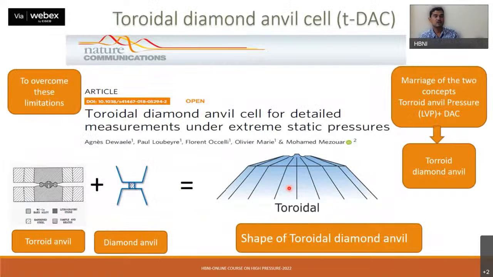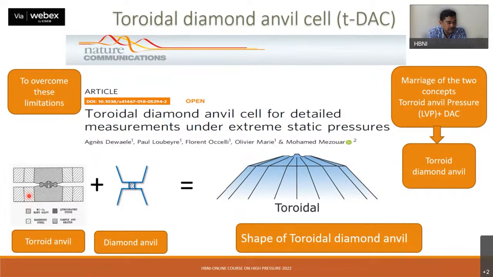So the answer is the toroidal diamond anvil cell, t-DAC, which is again a breakthrough in diamond anvil cell technology. Agnes Dewaele et al., in the Mohamed Mezouar group, married the concepts of the toroid anvil press and the DAC. I have already explained that, or Dr. Himanshu might have explained, what the toroid anvil is and what the advantages are of having a toroid shape in a large volume press.